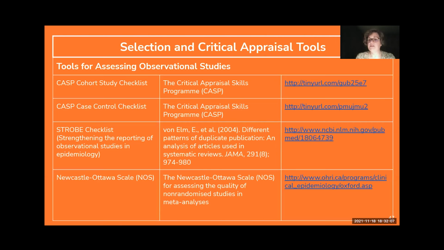And it might happen that you have different types of methodology in your included papers and articles. So at this point, it's okay. You might have to use different critical appraisal tools for different articles in your review. It's okay.